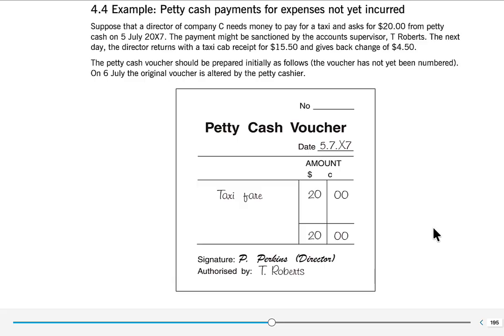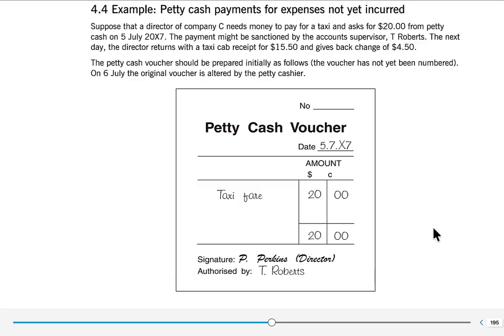Date of payment, 5th of July, year 20x7. Details or purpose, taxi fare. Amount paid out, $20. Signature of the person receiving cash, the director. Authorized by T. Roberts, the supervisor.